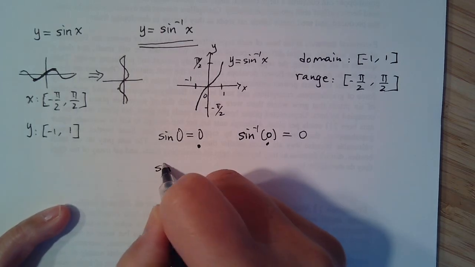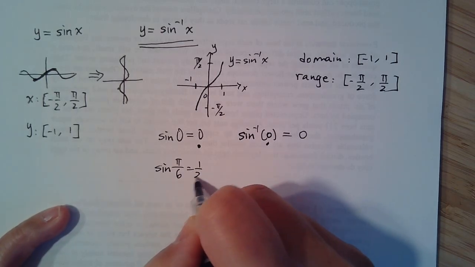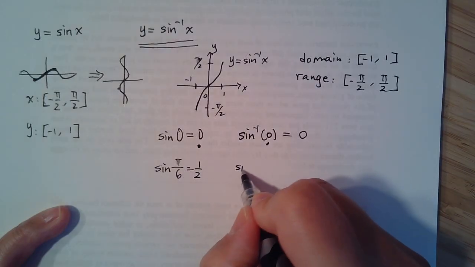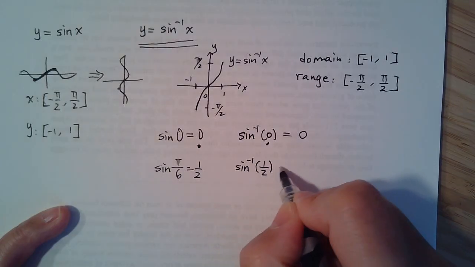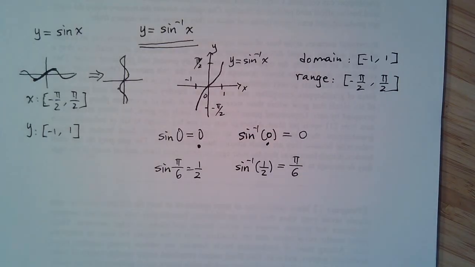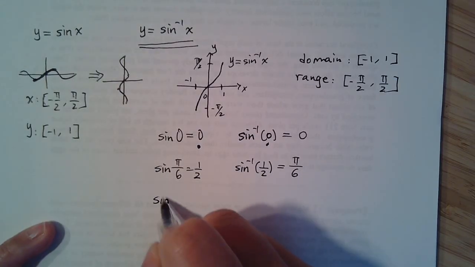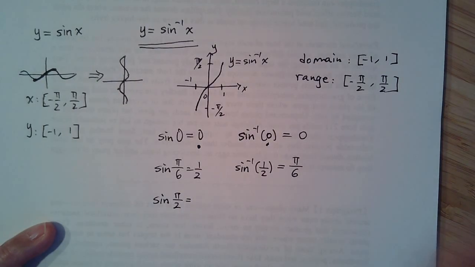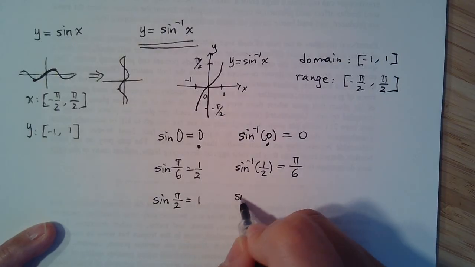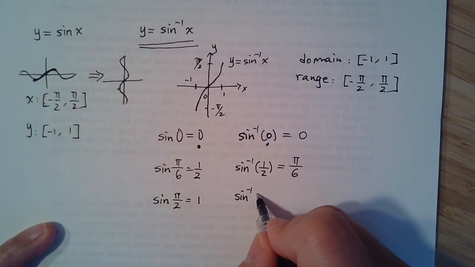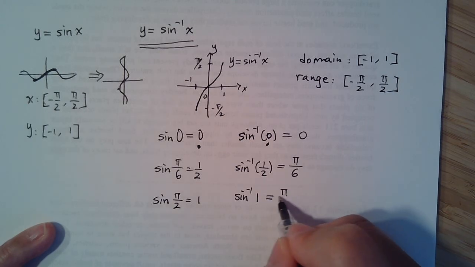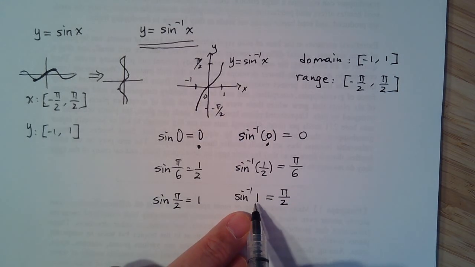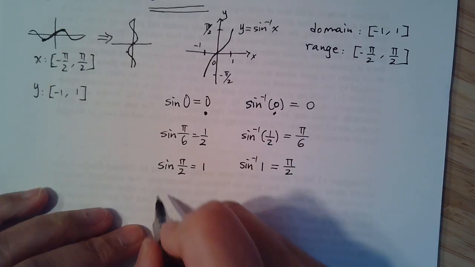Now, sine π/6 is 1/2. From this, I would know sine inverse 1/2 is π/6. See, sine inverse of a trig function value equals an angle. Sine π/2, sine 90 degrees, is 1. So sine inverse 1 is π/2, which is perfect because that's in the domain and here's my range, so it's perfect.